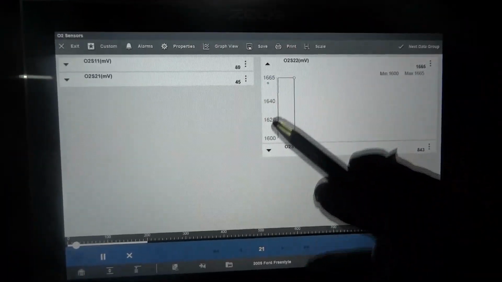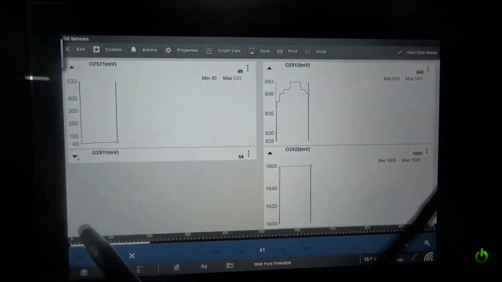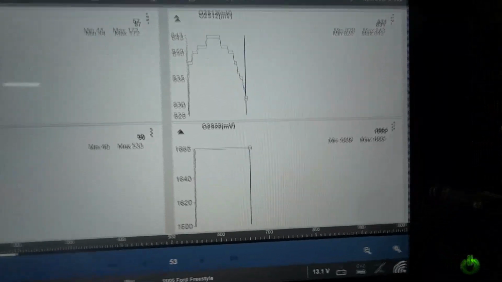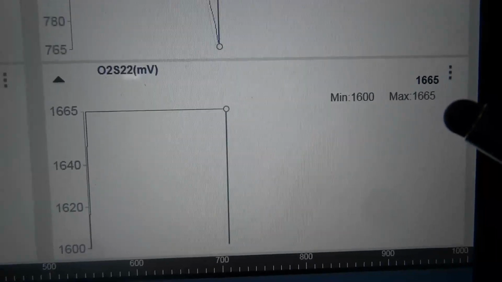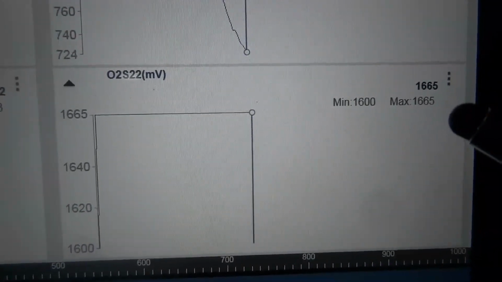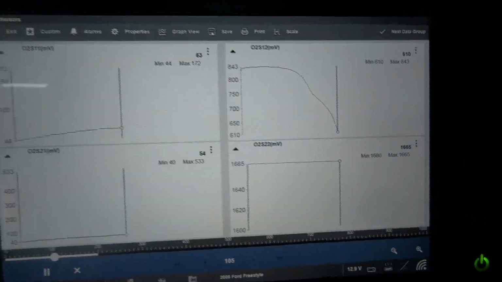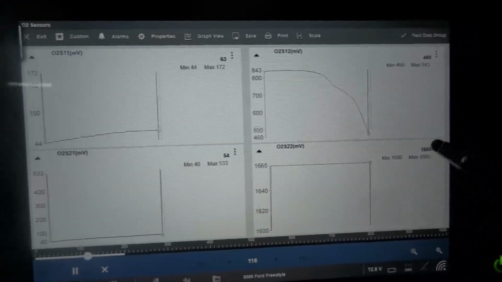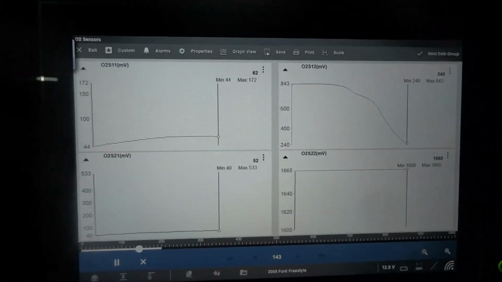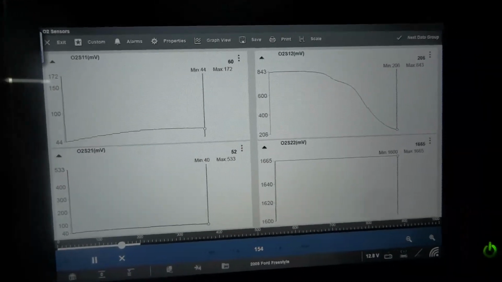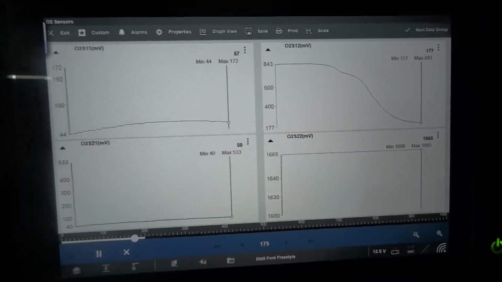Yeah, as you can see, this over here is too much. The second O2 sensor on bank 2 is showing us 1665 millivolts. So 1600 millivolts, which is unheard of. Okay, so this sensor is bad. We're gonna check the wiring, okay, just in case. We're just not gonna replace the sensor. We're gonna check the wiring, and after that, we're gonna go ahead and replace this sensor, okay?